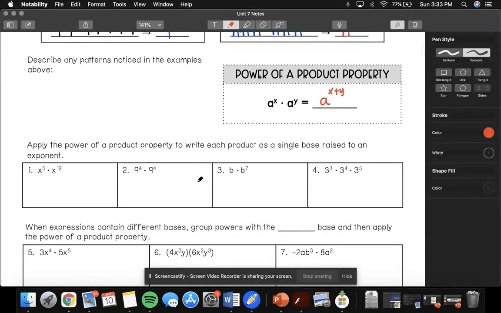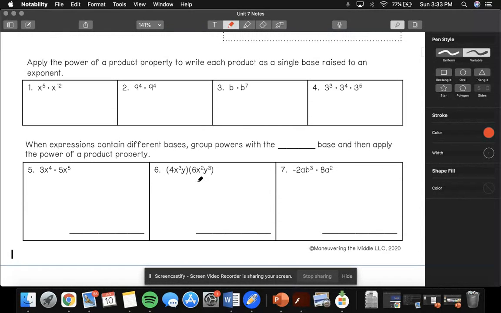All right, so we're going to now kind of practice this a little bit. Apply the power of a product property to write each product as a single base raised to an exponent. So we have x to the 5th times x to the 12th. So if I have 5 x's multiplied together right here, and I have 12 x's multiplied right here, that means I would have a total of x being multiplied by itself a total of 17 times.